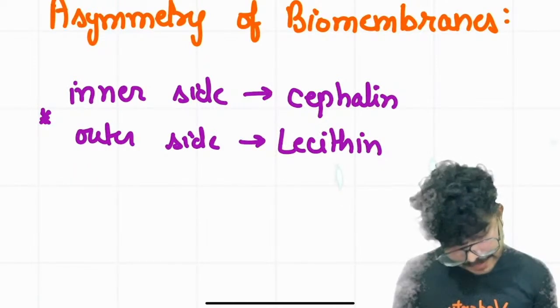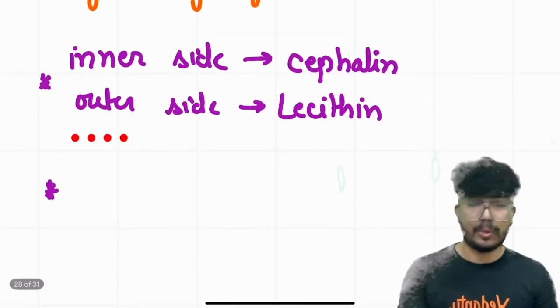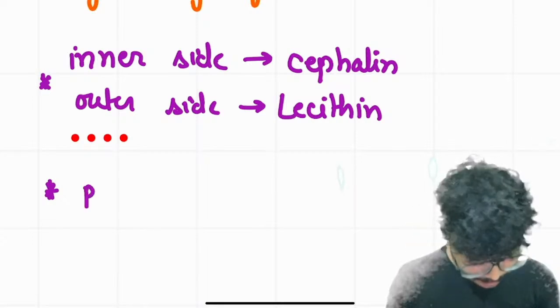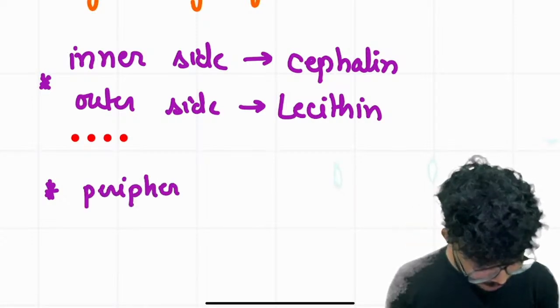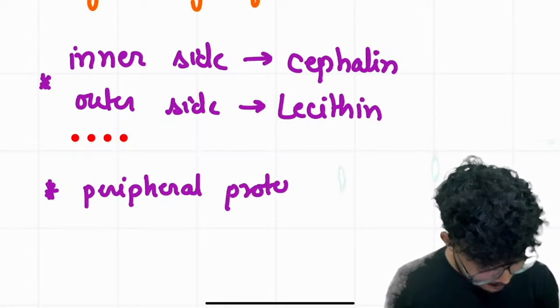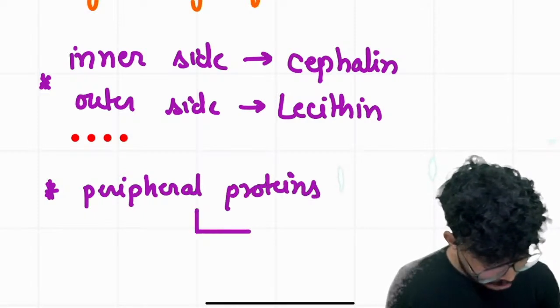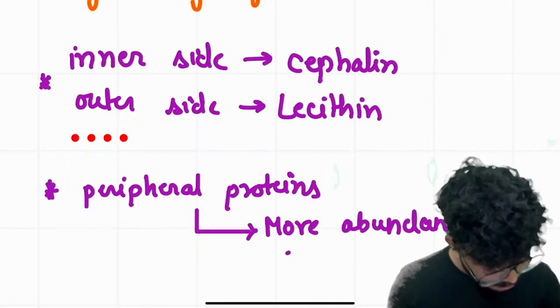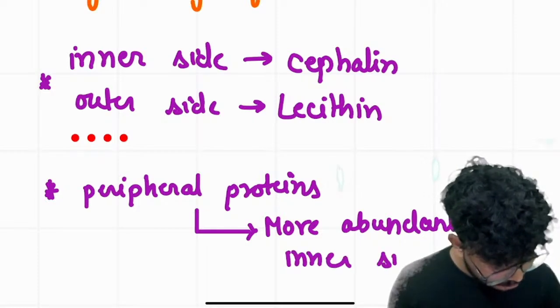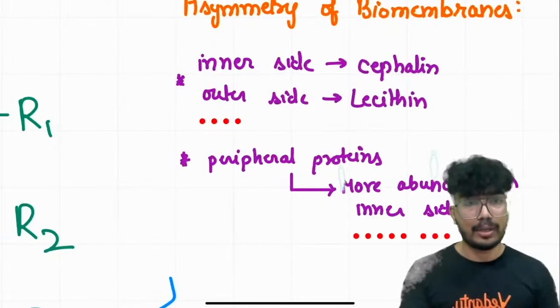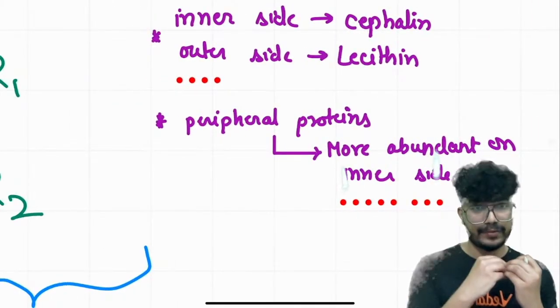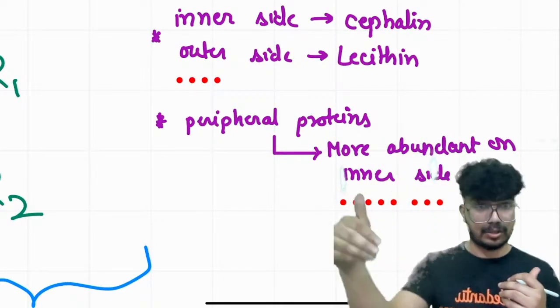The next example of asymmetry is the occurrence of peripheral proteins. Peripheral proteins are generally more abundant on the inner side, right? Correct? More abundant on the inner side. That means you will have a greater number of peripheral proteins on the inner surface compared to the outer surface, that is, the extracellular surface.